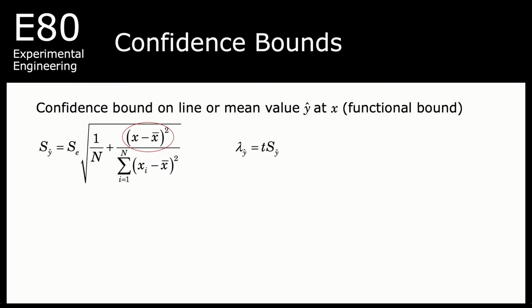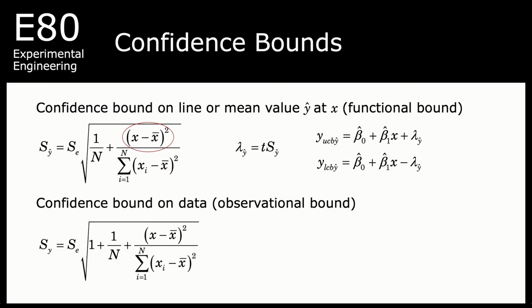As before, the confidence interval is Student's t times s sub y hat. We would plot the upper confidence limit for the best fit line by plotting beta hat naught plus beta hat 1 times x plus lambda sub y hat as a function of x, and the lower confidence limit by plotting beta hat naught plus beta hat 1 times x minus lambda sub y hat as a function of x.